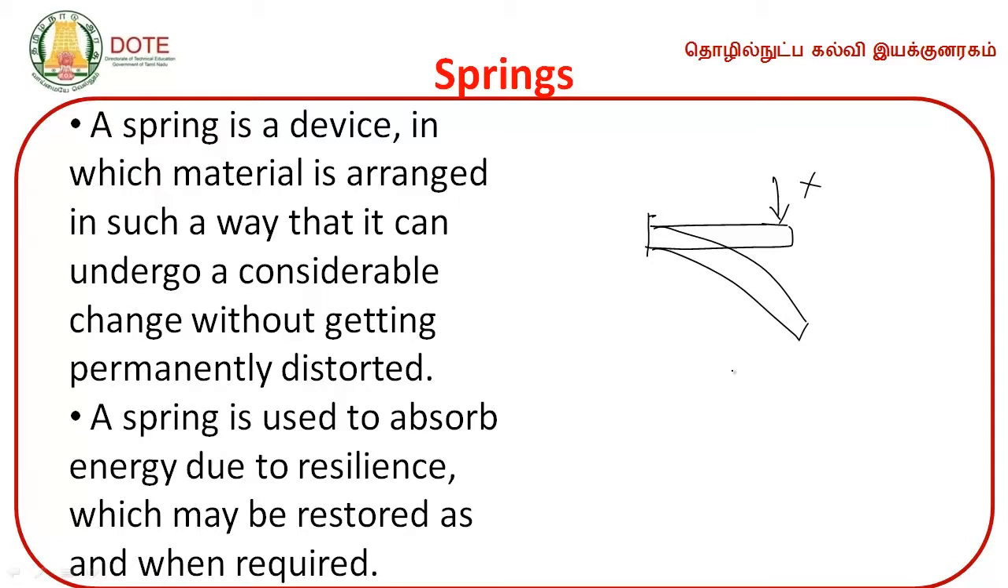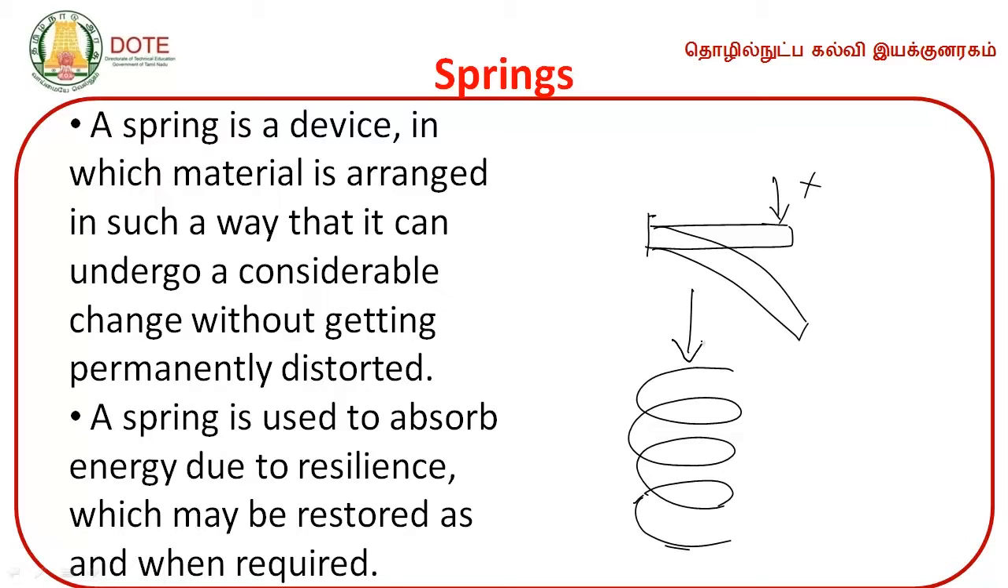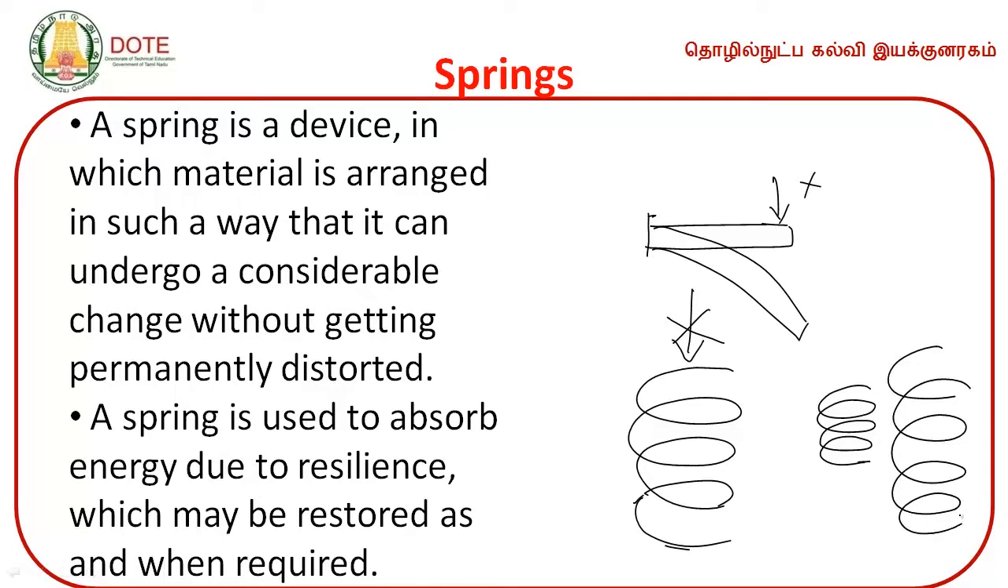Similarly, you must have all seen a spring. A spring is a device in which the material is arranged in such a way that it can undergo a considerable change without getting permanently distorted. Imagine it is a spring like this. When we apply a force on this spring, the coil closes. It is not a permanent distortion, it is temporary. If we release the load, once again it will regain its original position. This device is what we call a spring. A spring is used to absorb energy due to resilience, which may be restored as and when required.